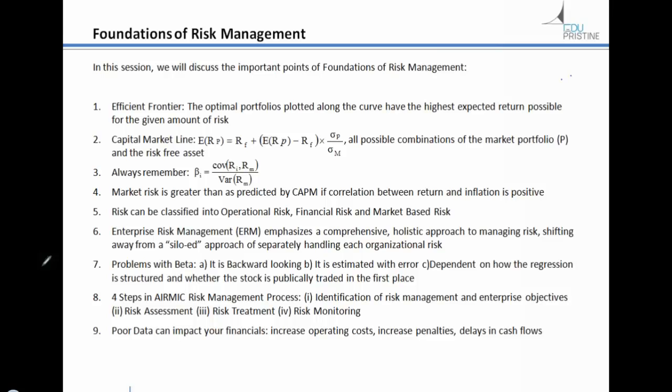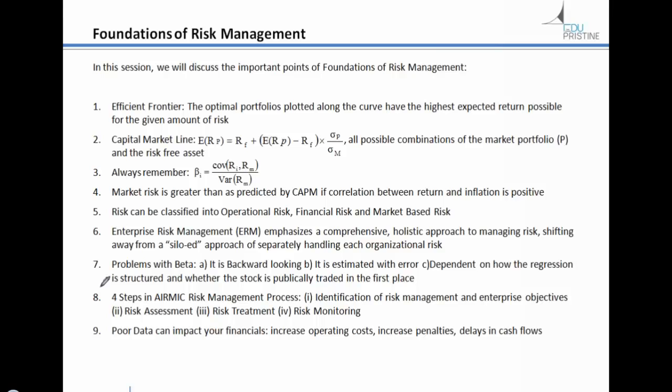Okay, problems with beta. Remember these points, you will surely be tested somewhere directly on beta's limitations. It is backward looking because it is based on historical data. It is estimated with error. This term is very common when you take quantitative methods. It is dependent on how the regression is structured and whether the stock is publicly traded. So the important point to note is that the stock should be publicly traded to take out the beta of a stock, because the returns are regressed against the market returns.